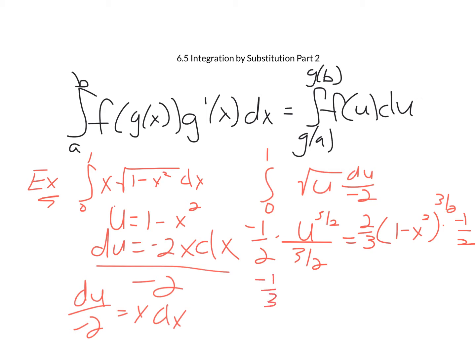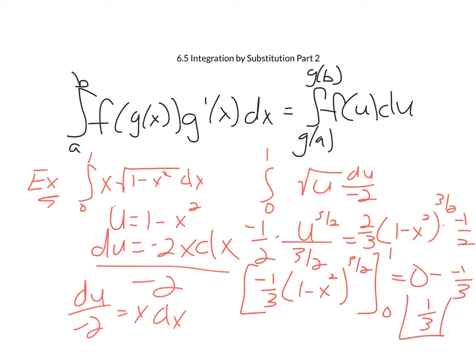So we're evaluating negative 1/3, 1 minus x squared to the 3 halves, from what? 0 to 1. We plug 1 in. The whole thing goes 0, because 1 minus 1 is 0. So 0. We put 0 in. 1 to any power is 1, and then 1 times negative 1/3 is negative 1/3. Which is going to get you 1/3 as your answer.